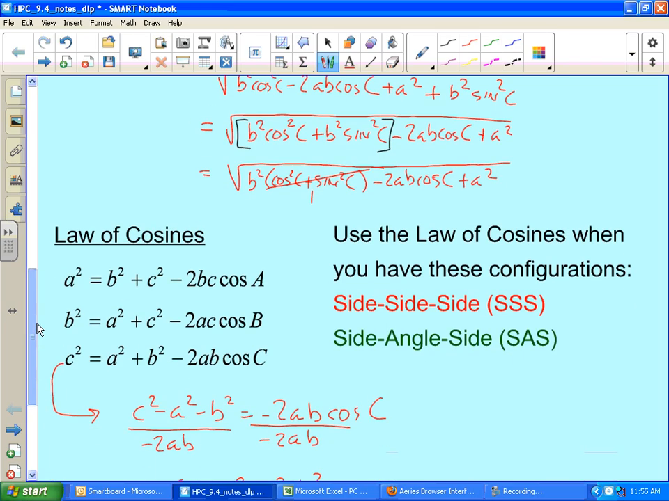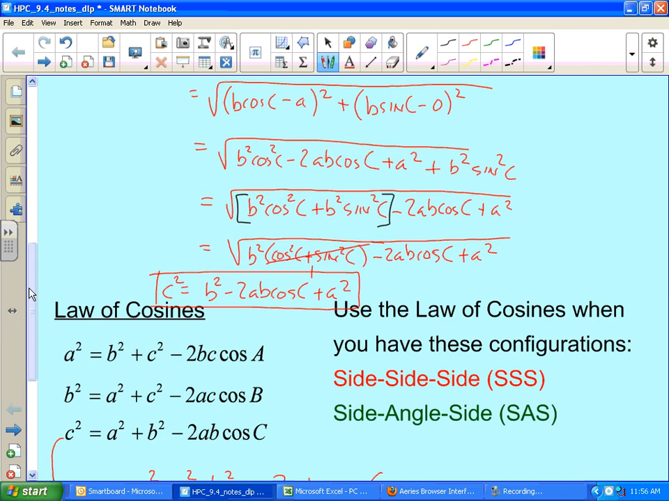And then I get that c squared would equal b squared minus 2ab cosine C plus a squared. And this is actually the first of 3 different ways you can write the law of cosines.